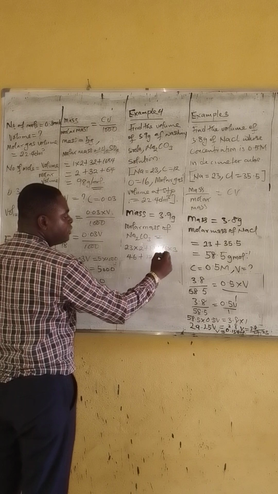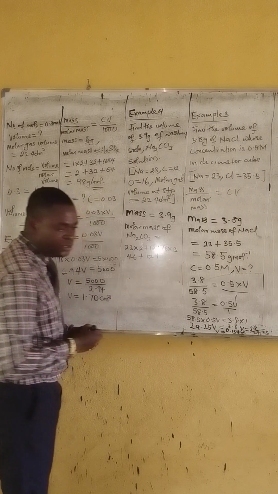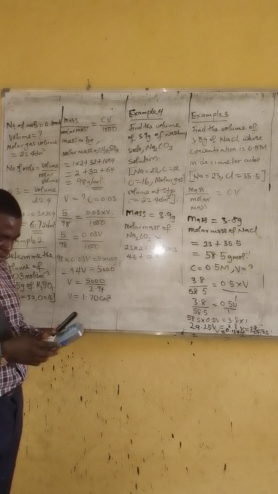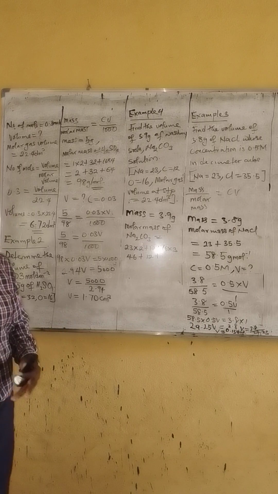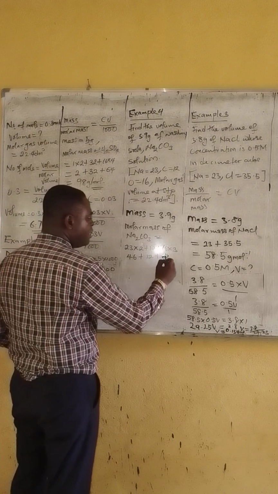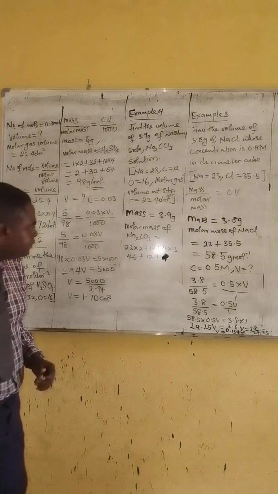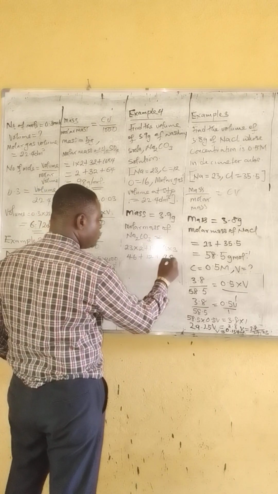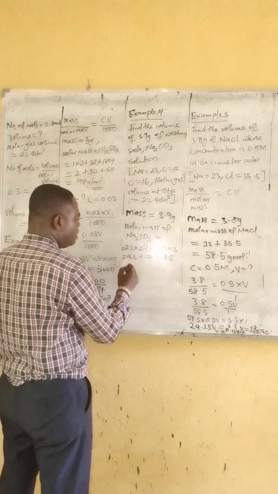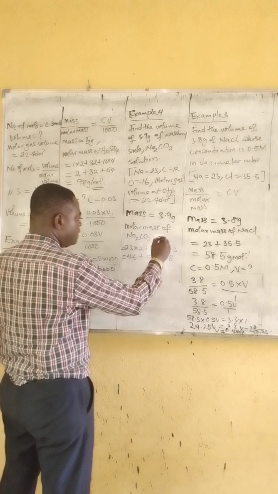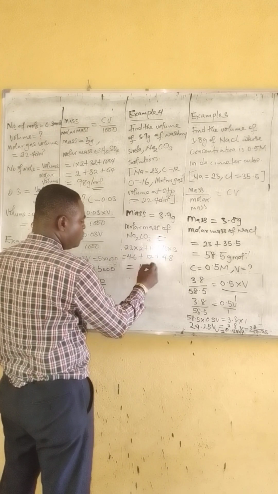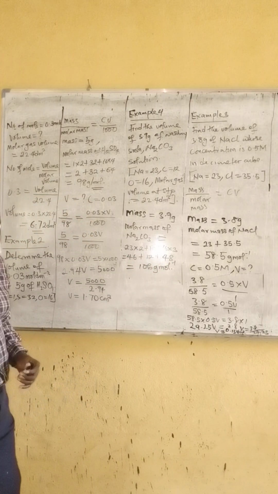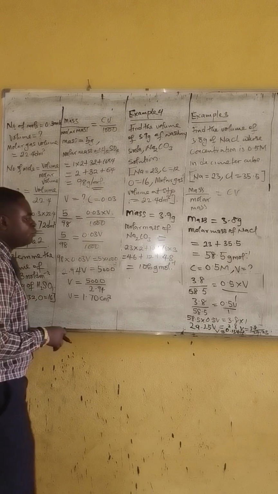So this is going to give us 46 plus 12 plus 16 times 3. 16 times 3 gives us 48. If you add everything together, we get 106. So the molar mass is 106 gram per mole. Don't forget, you are not supposed to put an SI unit for molar mass. So you have gotten that one.